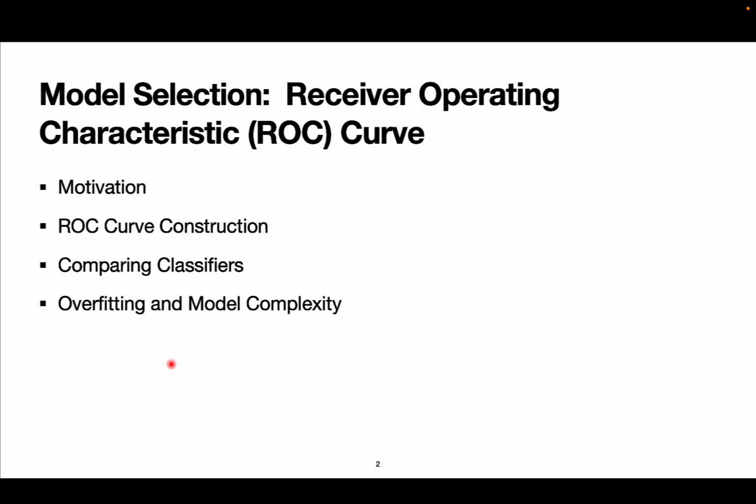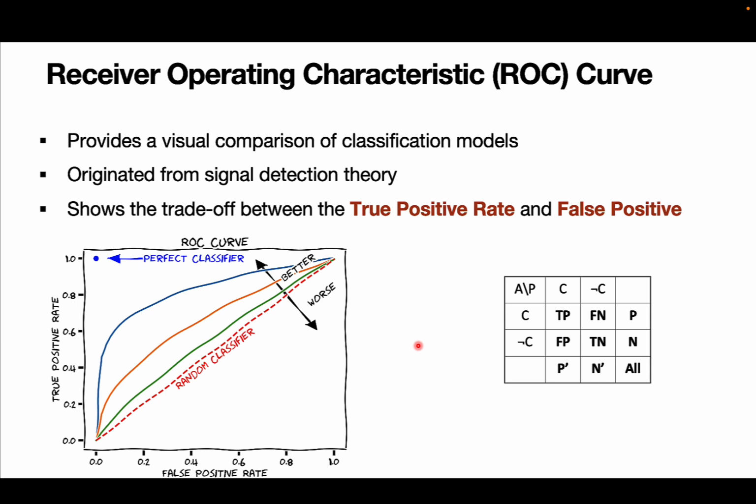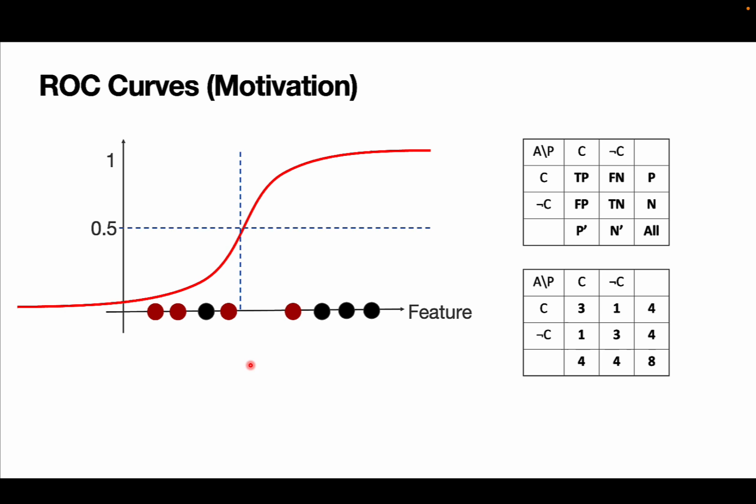When evaluating machine learning models, we need a method to compare different classifiers or even different configurations of the same classifier. The ROC curve helps with visualizing a classifier's performance across different decision thresholds. Let's take a step back and give you a motivational example.